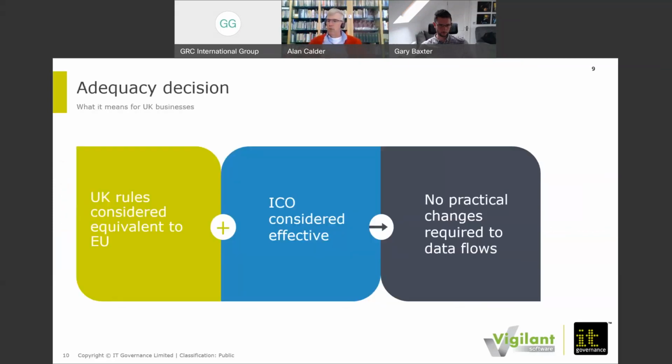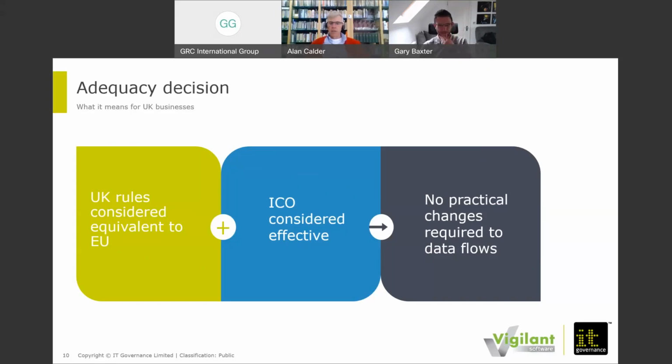And the adequacy decision which the European Commission arrived at essentially says that in spite of worrying about RIPA, we've decided that the UK rules are essentially equivalent to those in the European Union. The data subjects get essentially the same level of protection in the UK as they do in the European Union. The Information Commissioner is considered to be an effective supervisory authority. So says the EC, we can rely on the ICO to enforce the UK GDPR, and so there are no practical changes required to data flows between the UK and the EU, or between the EU and the UK.